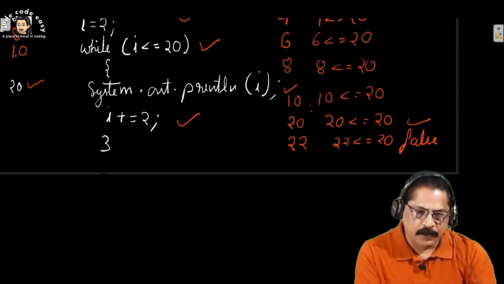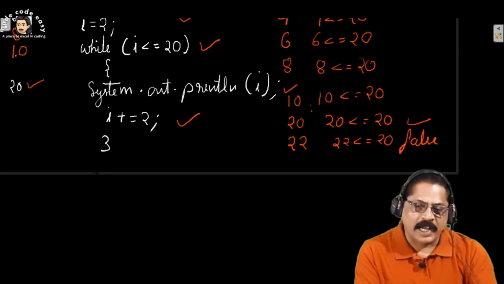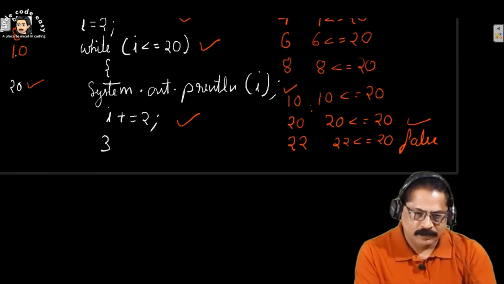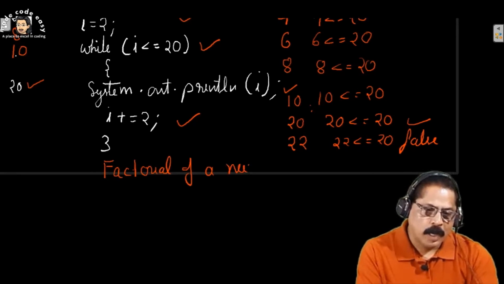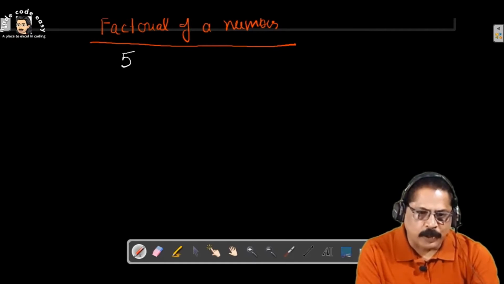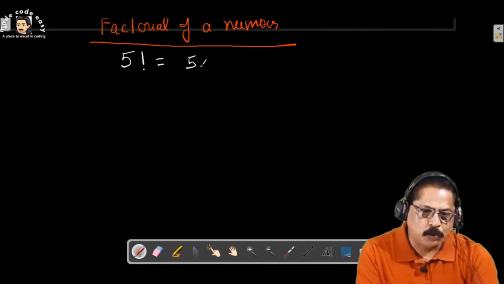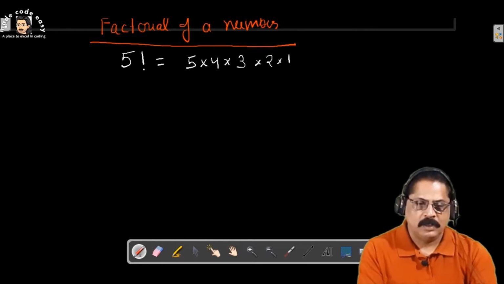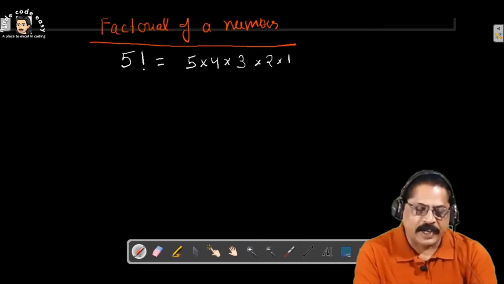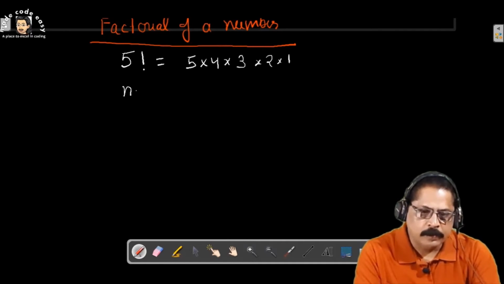See another example. Suppose you want to calculate factorial. What do you want to calculate? Factorial of a number. I hope you know factorial. We write 5 factorial, 5 into 4 into 3 into 2 into 1. So how do you calculate the factorial of 5? n equal 5.